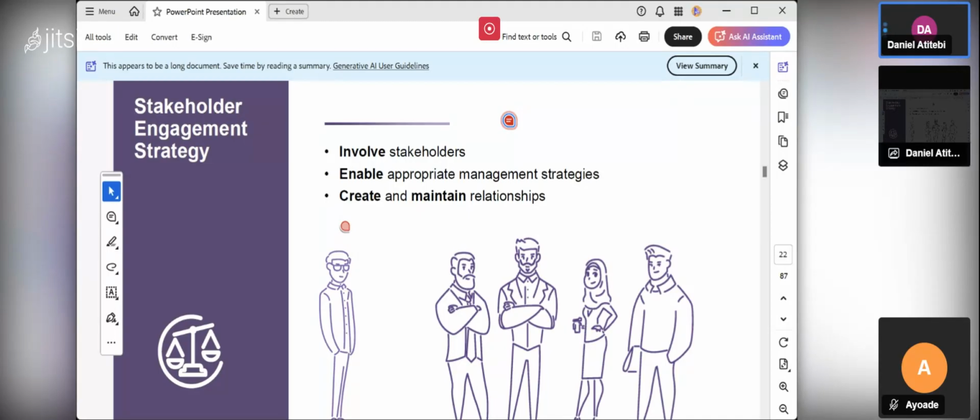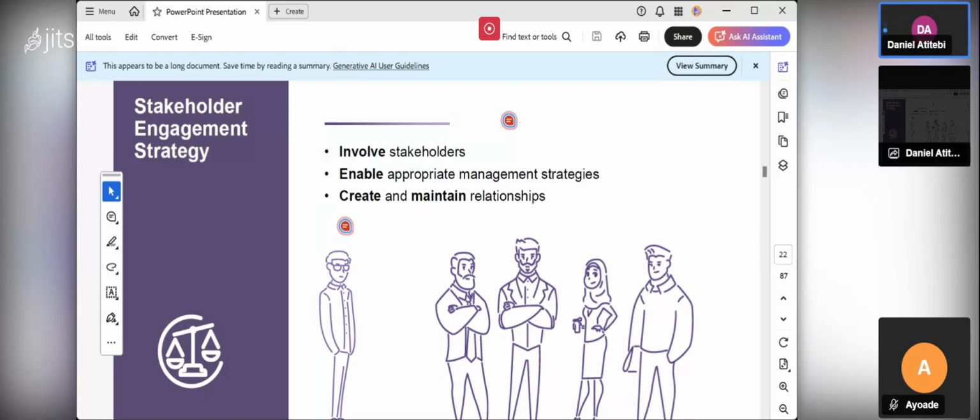So if you know the tactics and strategy you can use to engage them, it will be better for the success of your project. By collaborating, relating, involving, engaging and interacting with them constantly, by being a friend to them and being closer to them, all these things will aid. These are strategies. You will involve the stakeholder. That is involvement. Some of them like to be involved. They want to be part of the process. Enable an appropriate management strategy. Then you also need to work to create and maintain the relationship. It's going to help you.